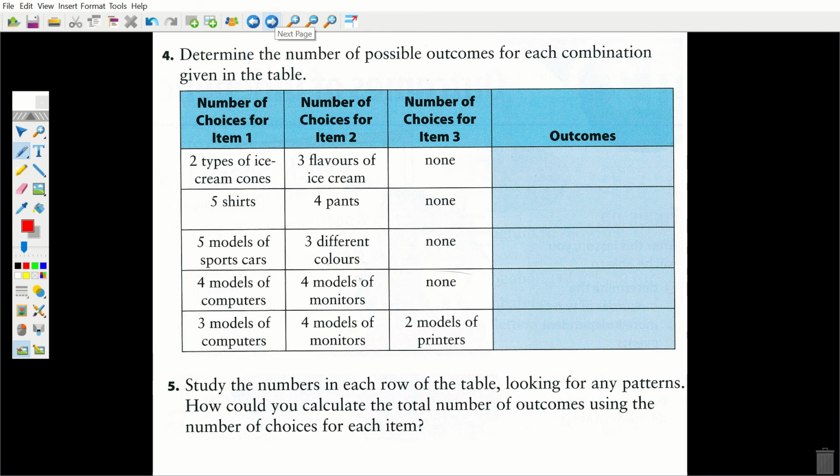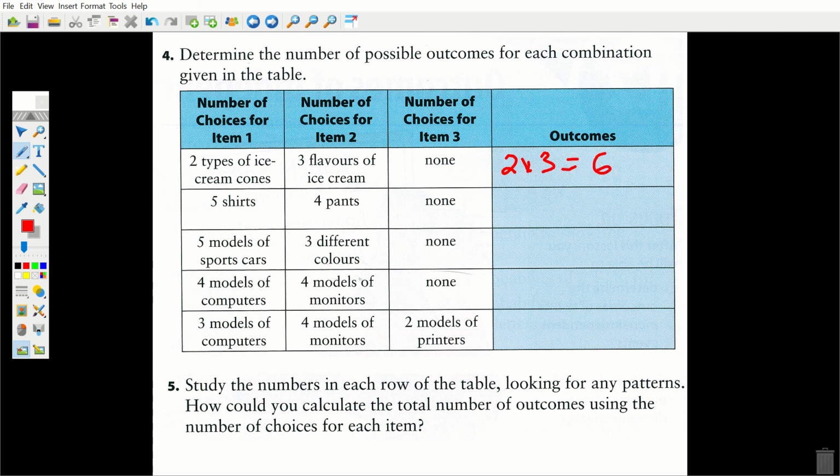Likewise, if we were to do this one, you can make a table. 2 types of ice cream. You could have up top your ice cream cones. You could have waffle cone, regular cone, and you could have 3 flavors coming off of each one. And you could make that, and in the end, you would have your total number of outcomes. Now, the different way to do this is you look at 2 and 3. 2 times 3 equals 6 outcomes.